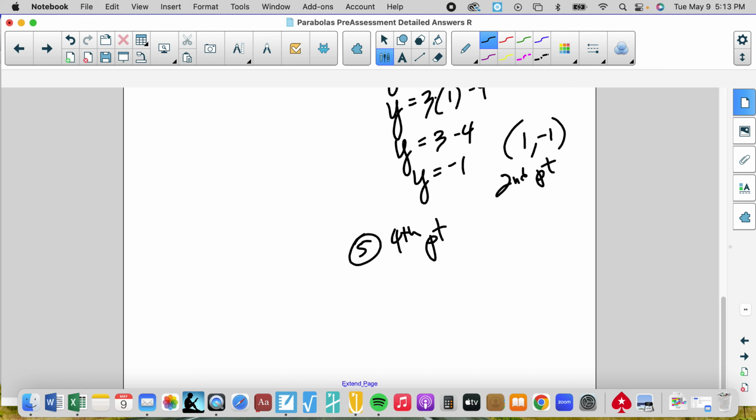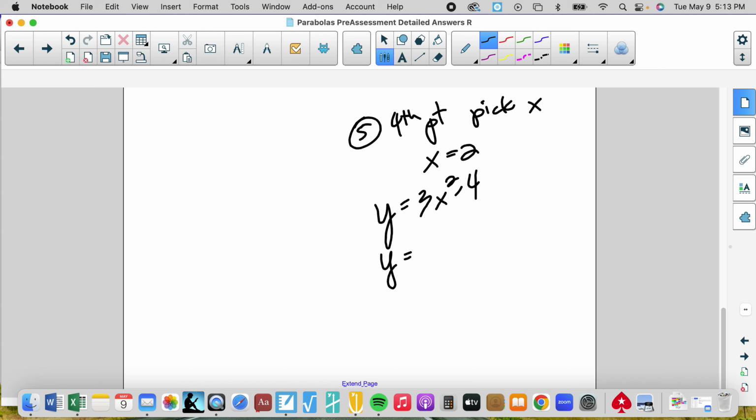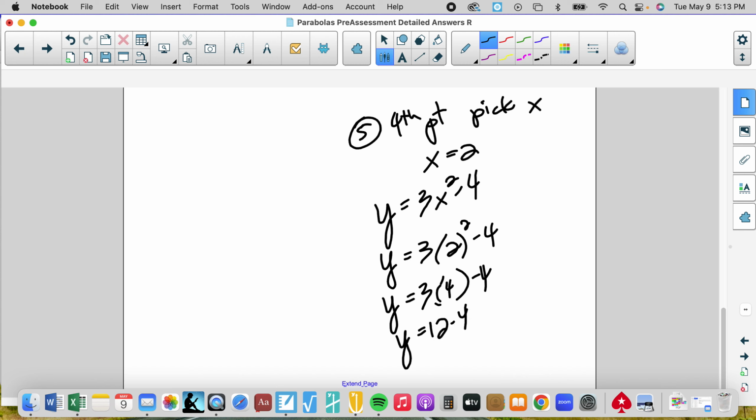Let's pick another x. I'm going to pick x equals 2. Y equals 3x squared minus 4. Plugging in 2. 3 times 2 squared minus 4. 3 times 4 minus 4. 12 minus 4. Y equals 8. So when I plugged in 2, I got 8 as my fourth point.